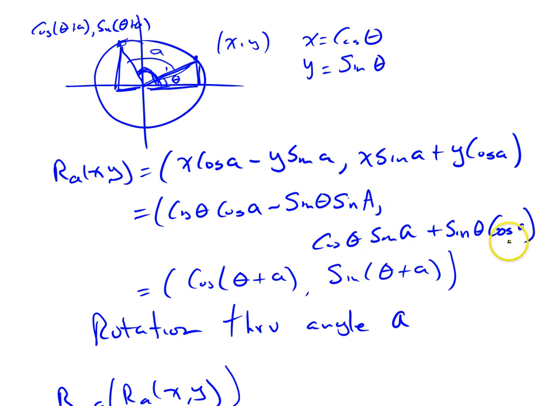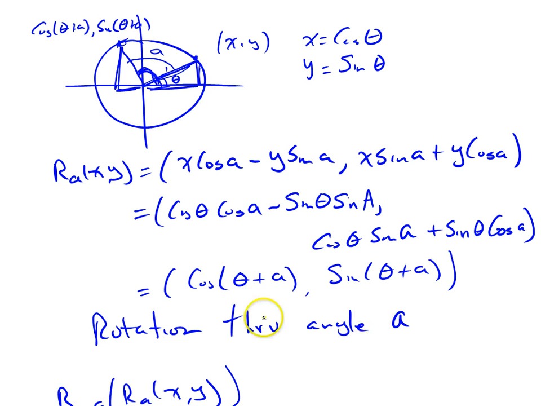But then it's like, hey, I just learned about some identities, and I know that cos theta cos A minus sine theta sine A is actually just the cosine of theta plus A. And cos theta sine A plus sine theta cos A is just the sine of theta plus A.